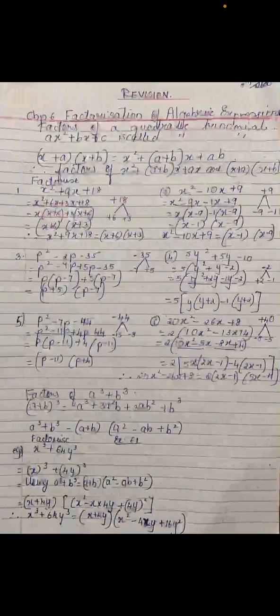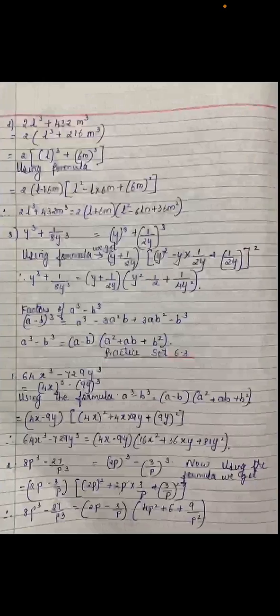So using the formula a cube plus b cube is equal to a plus b into a square minus ab plus b square. Therefore, x plus y. So you get a plus b as your x plus y, and a square minus ab plus b square is your x square minus x into 4y plus 4y the whole square. So x cube plus 64y cube is equal to x plus 4y, first bracket, second bracket x square minus 4xy plus 16y square. So let's go to the next page.